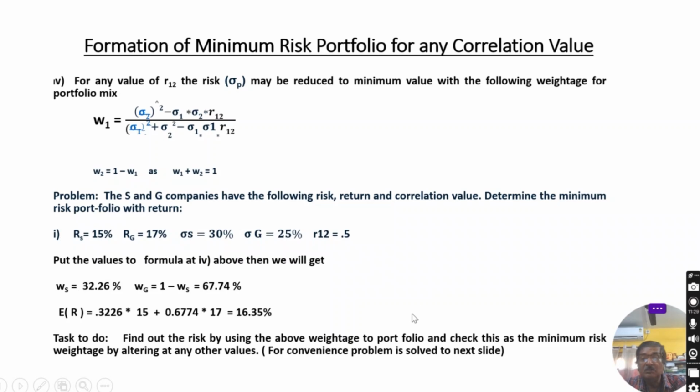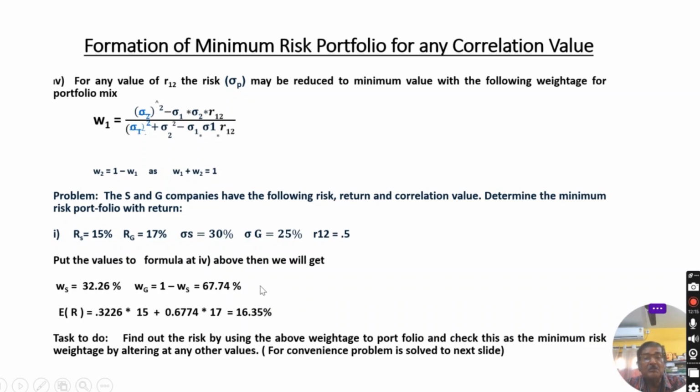I have shown you the calculation in the next slide. After calculation, this percentage has come. WS, one means S. This is the percentage. Then definitely WG will be this. And if you put WS and WG into the formula of the portfolio risk with the correlation value of this, sorry, this will be SG. Some mistake is there, not R12, it will be RSG. Correlation between S and G is 0.5. Then you will see the risk will be minimum.